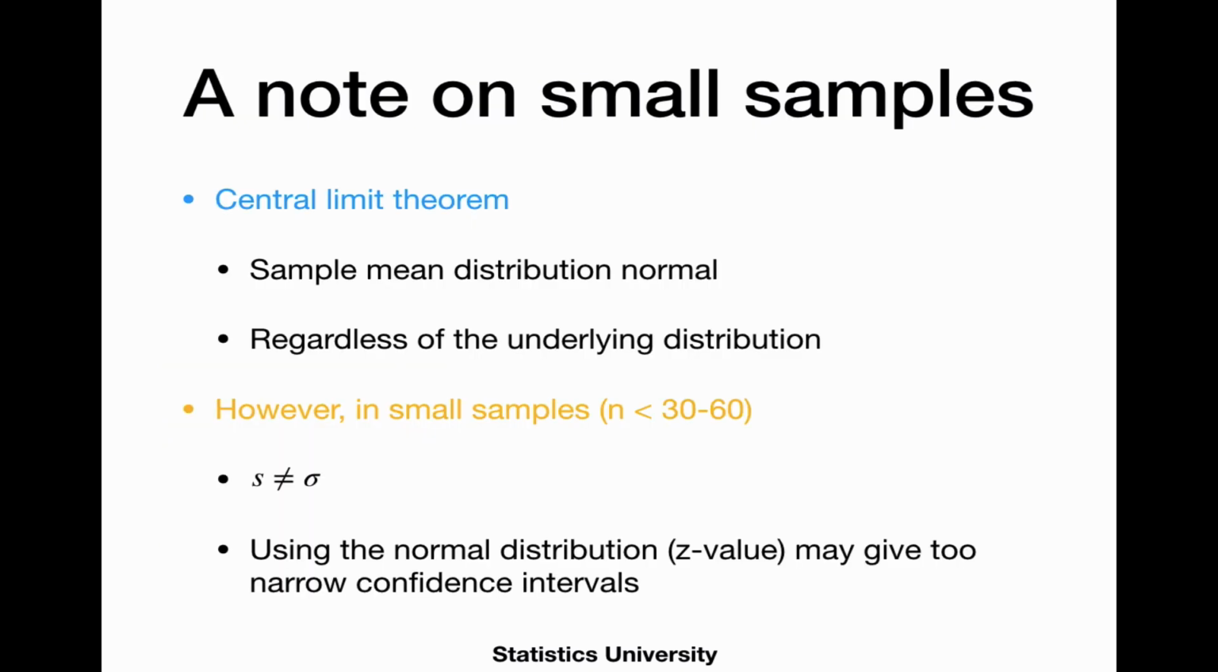Here's a word of caution on small samples. We know from the central limit theorem that sample means will be normally distributed regardless of the underlying distribution. However, in small samples, and especially in those with less than 30 to 60 patients, it is questionable whether we can approximate the population standard deviation with the sample standard deviation. And using the normal distribution approach with the Z value may give too narrow confidence intervals.